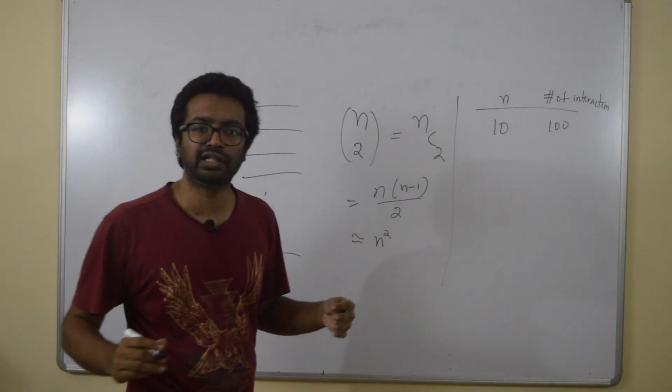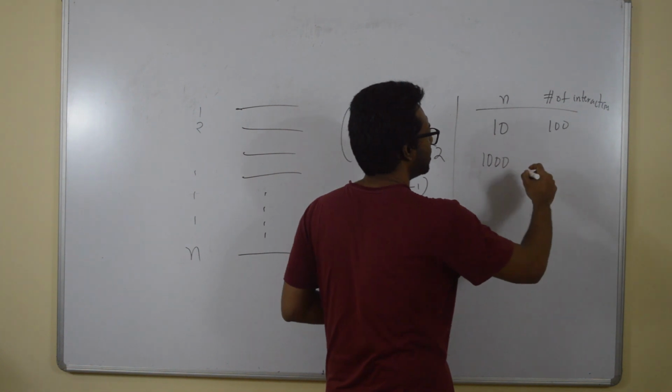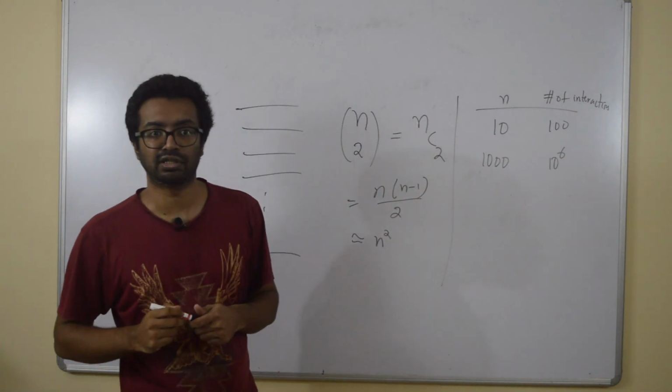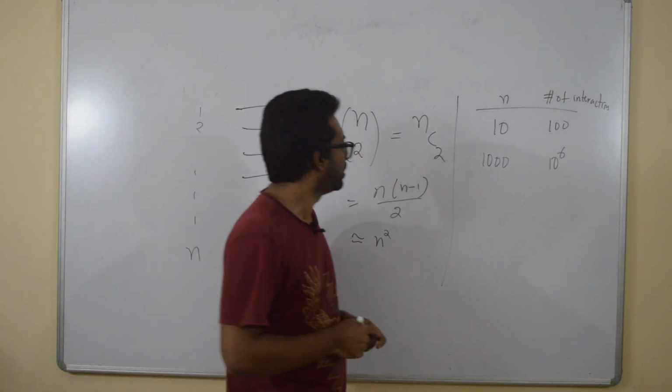Okay, so if it's 10 lines, you have 100 interactions. If you have, let's say, 1000 lines, you have 10 raised to 6 interactions. Okay, so already it's 10 lakh.